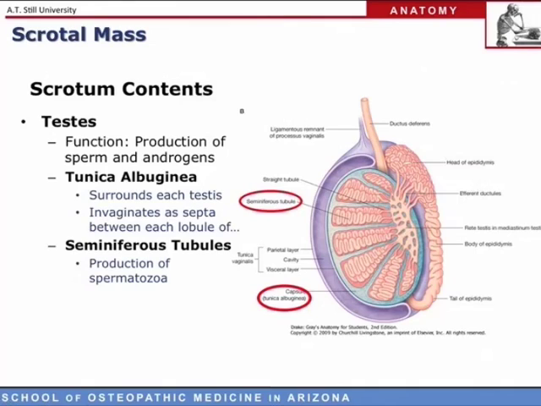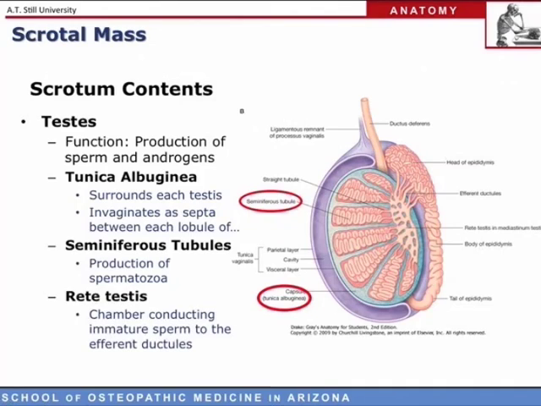Now, as far as the seminiferous tubules go, we'll see that there are about 500 of these in each of the testes, and the seminiferous tubules will then pass by way of the straight tubules into the rete testis. So we see the rete testis right there in the mediastinum, and the rete testis will be this chamber right here. So let's talk about the term rete for just a minute.